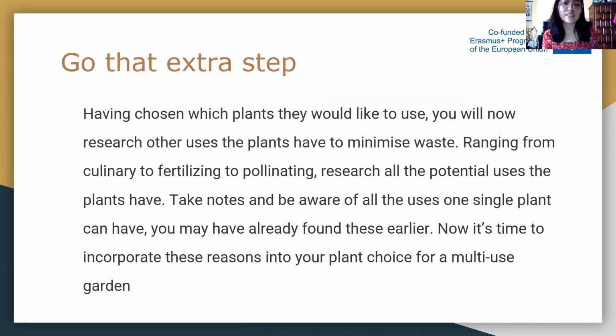Go that extra step. Having chosen which plants they would like to use, you will now research other uses that plants have to minimize waste. Ranging from culinary to fertilizing to pollinating, research all the potential uses the plants have. Take notes and be aware of all the uses one single plant can have. You may have already found this earlier. Now it's time to incorporate these reasons into your plant choice for a multi-use garden.